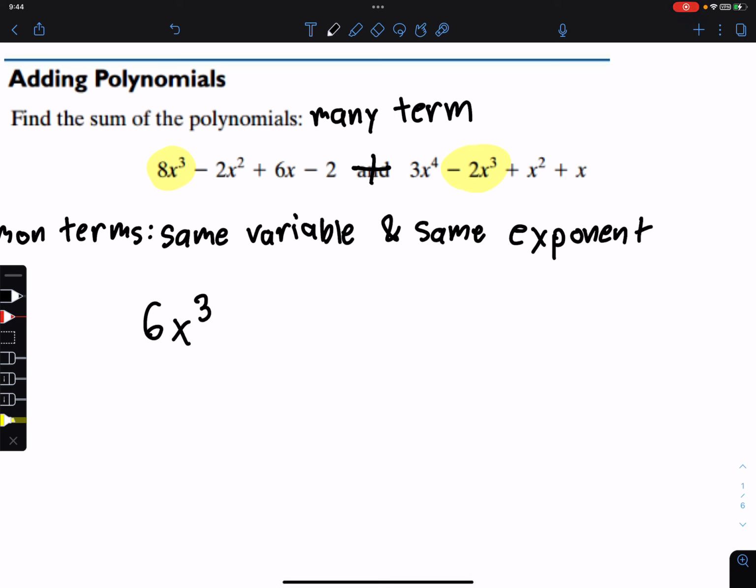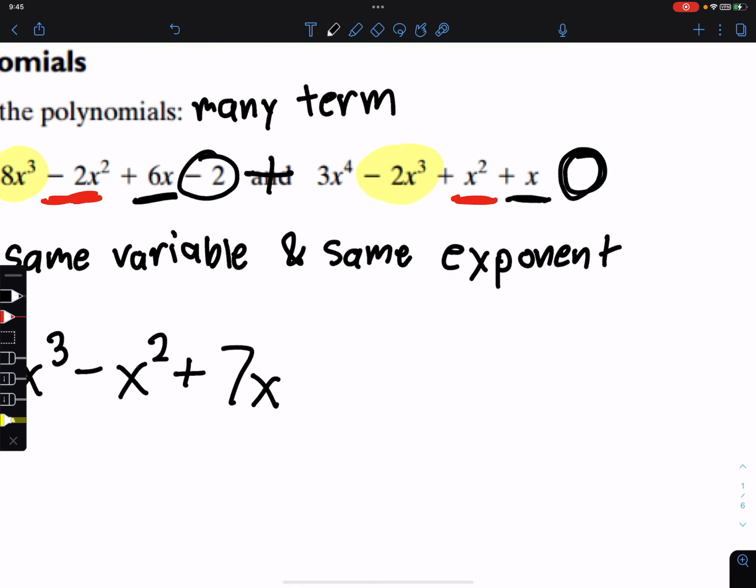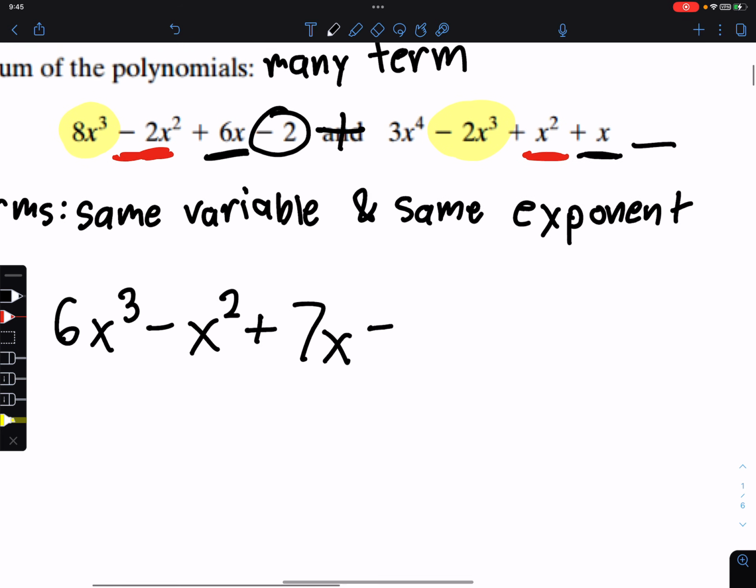Now, let's keep on going. Minus 2x squared. Do we have a common term? Same variable, same exponent? Yes, we have an x squared right here. So negative 2x squared plus x squared, you should get minus x squared. We have the 6x, and then we have our x here, so plus 7x. We have our minus 2 here, and this is what is called a constant term because you know the value of negative 2, but x, you don't know the value of that. So negative 2, do we have another constant term over here? Nope. So we just leave it, so minus 2.